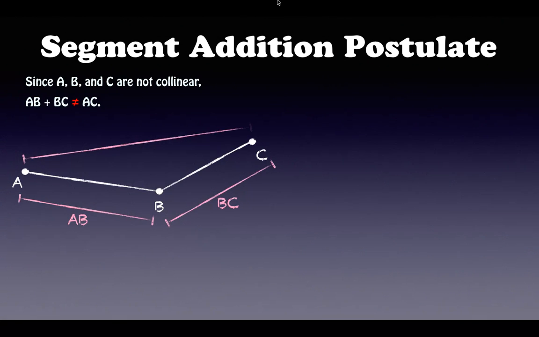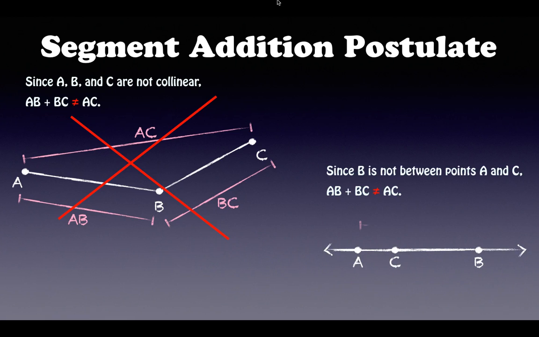Since A, B, and C are not collinear in this example, AB plus BC equals AC is not true, so we have the not equal to sign. That is because A, B, and C are not collinear, and side AC would form a triangle, and it would not be a true segment addition statement. In this second example, B is not the in-between point. So if we took AB plus BC equal to AC, it would be false because AB and BC are two larger segments. How could they possibly add up to be a smaller segment?